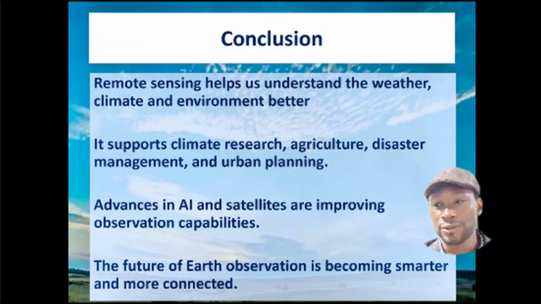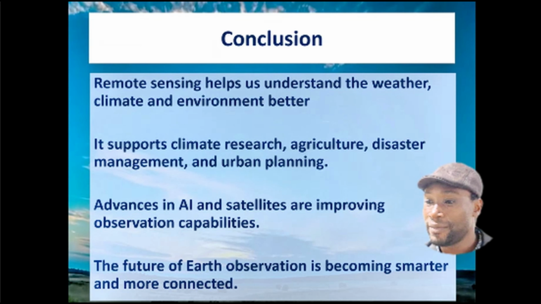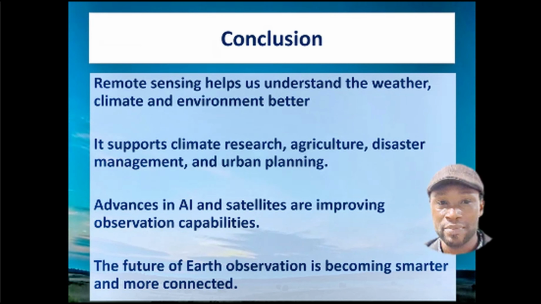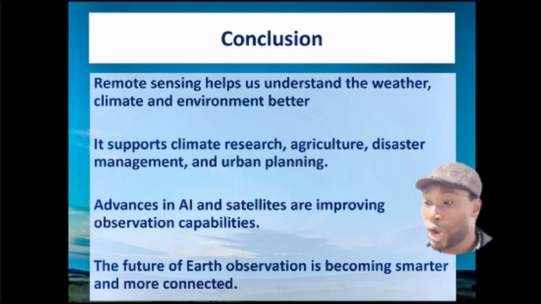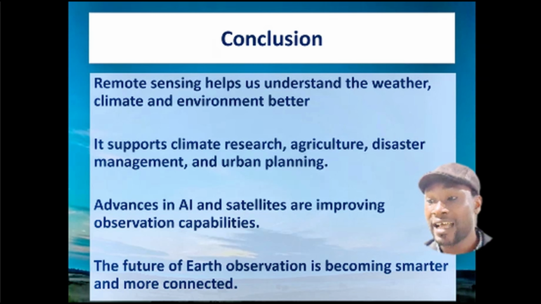In conclusion, remote sensing helps us understand the weather, climate, and environment better. It supports climate research, agriculture, disaster management, and urban planning. Advances in artificial intelligence and satellites are improving observation capabilities thanks to remote sensing. As a matter of fact, the future of Earth observation is becoming smarter.